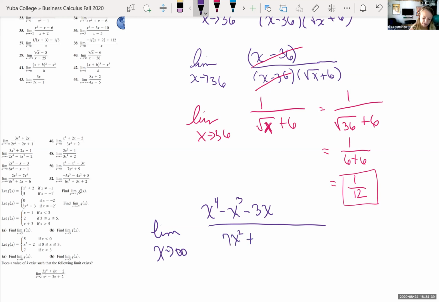So if we plugged in infinity wherever we got an x, well, the numerator is going to blow up. That x to the fourth is pretty big. It's going to go faster than x cubed or minus 3x. And the denominator is going to blow up. They're both going to go to positive infinity. So indeterminate.